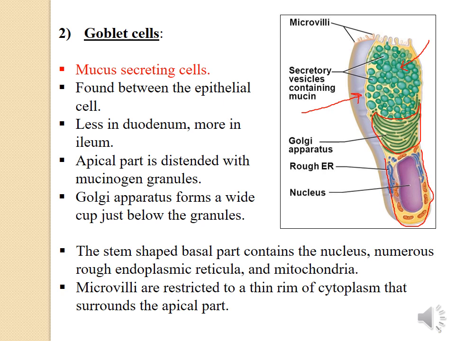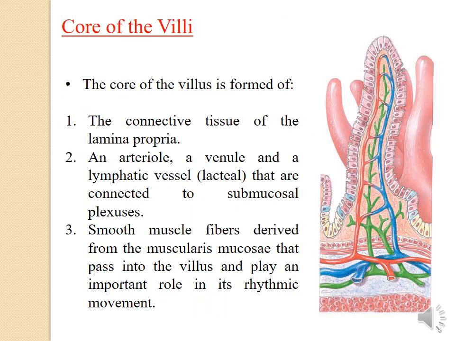So notice how the basal part of the cell is stem-shaped, whereas the apical part is wide, and this is why it is named goblet cells, because its shape is like a goblet. So the epithelium that is found in the villi is formed of two types of cells, enterocytes and goblet cells. What about the core of the villus? What do we find in the middle here?